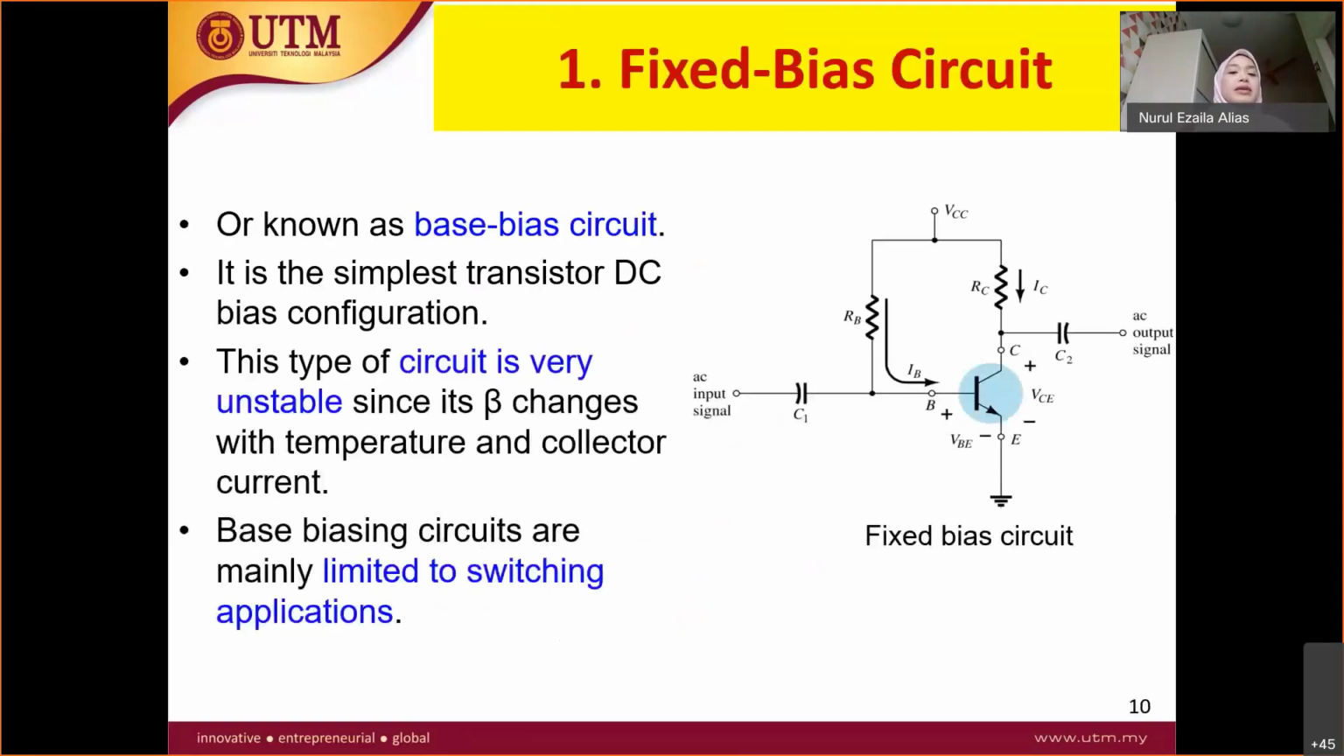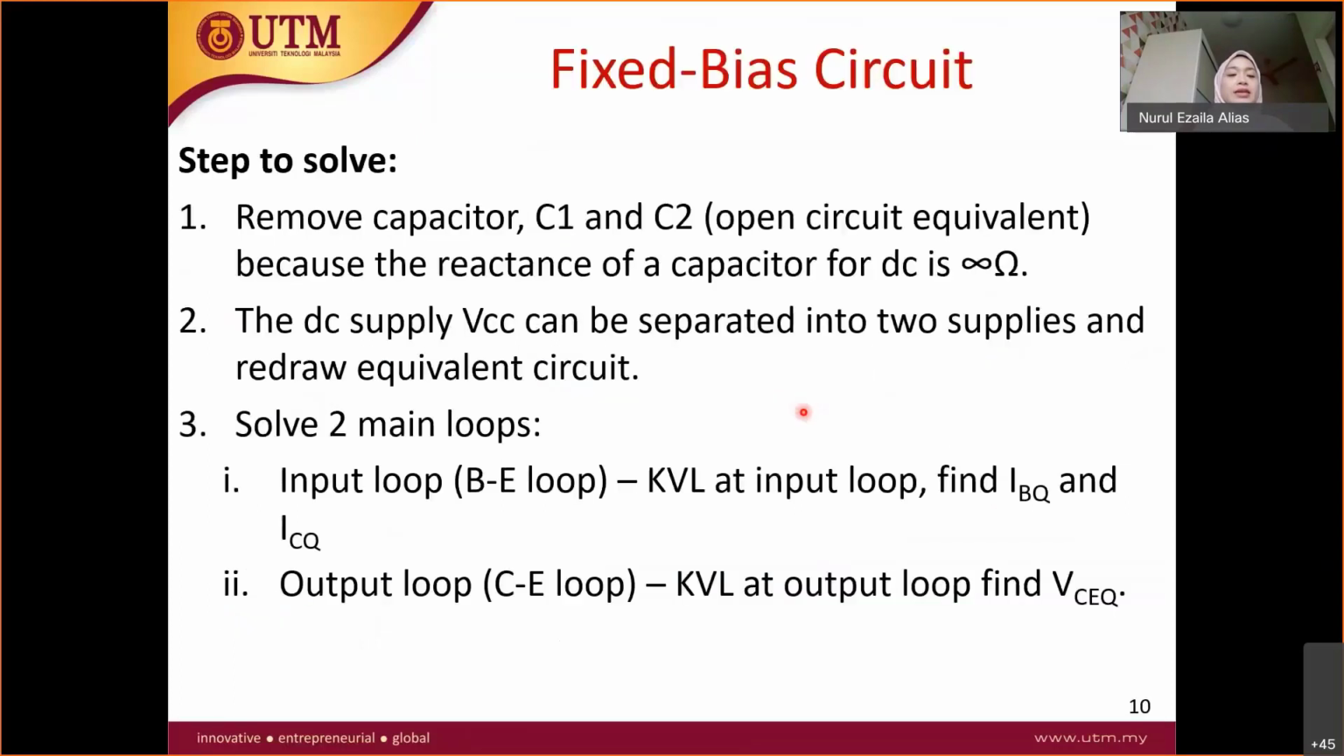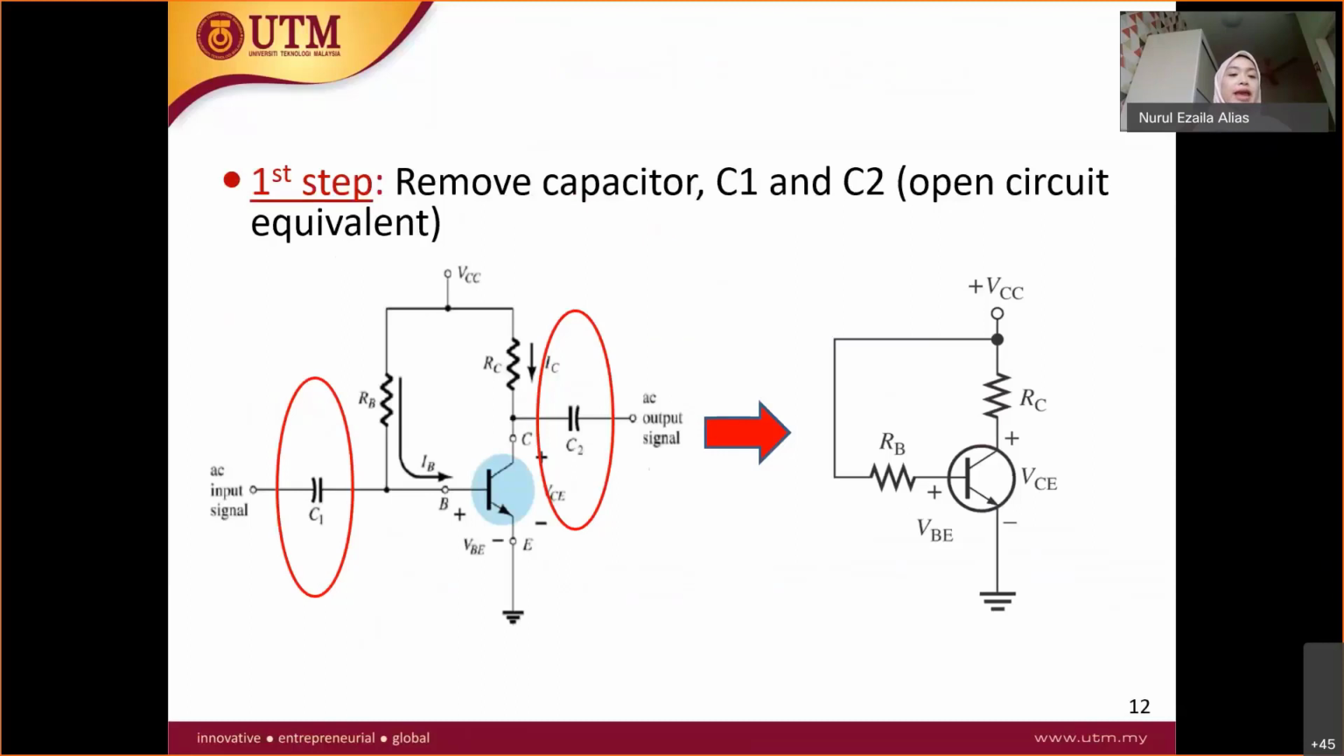Fixed bias means the emitter doesn't have a resistor and goes straight to the ground. Like I said, the complete circuit must be together with the capacitors, but when you do the DC analysis, which is the part we are on right now, you open circuit the capacitors. These are the steps to solve it. First, you remove the capacitors, and it will look like this, without the capacitors.